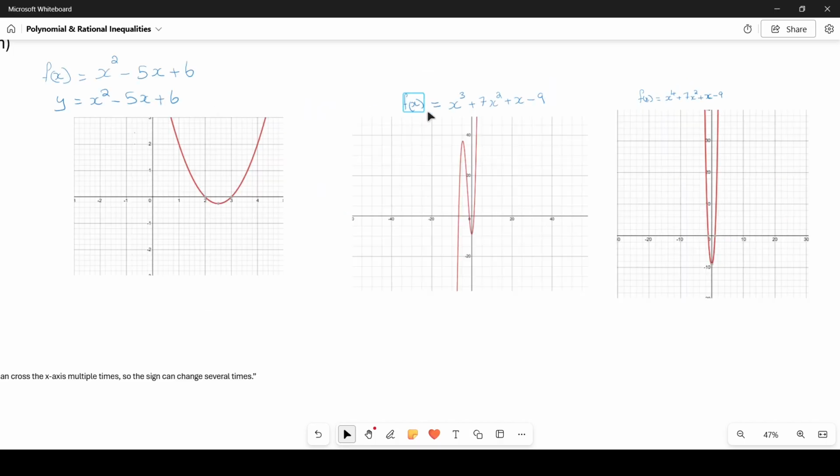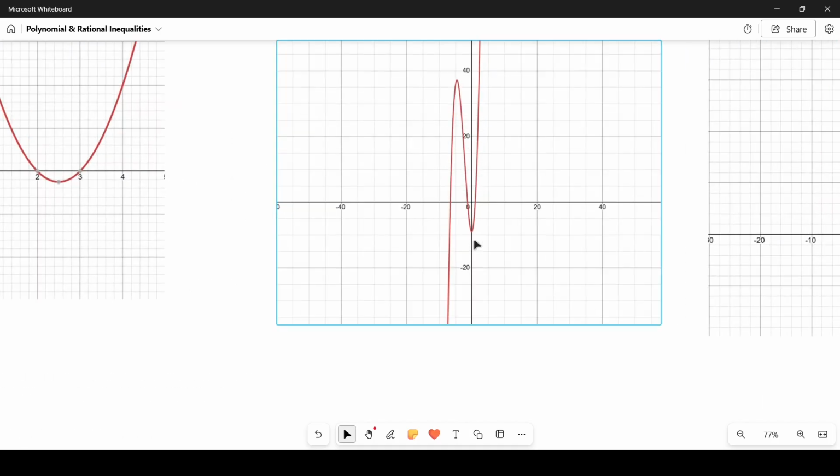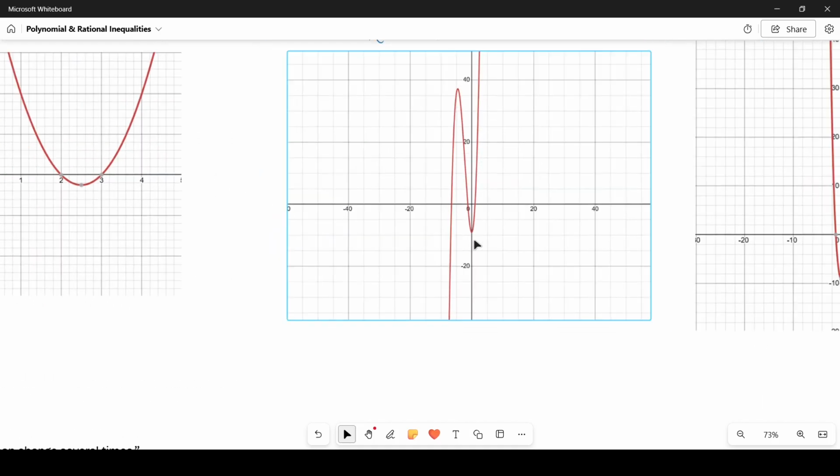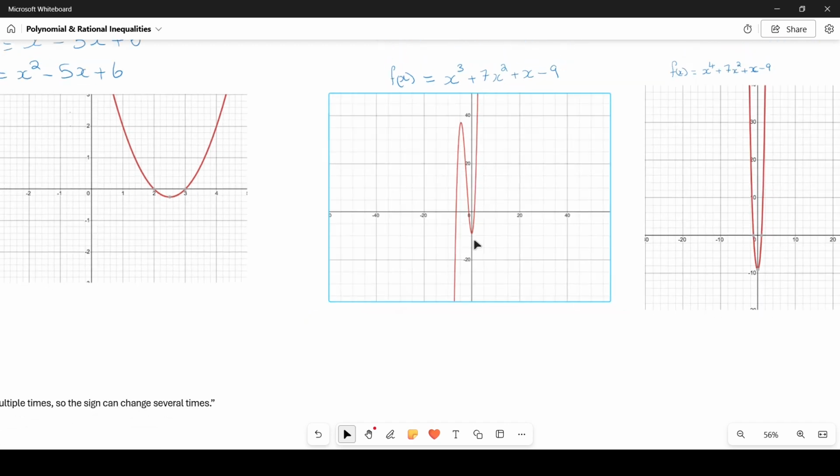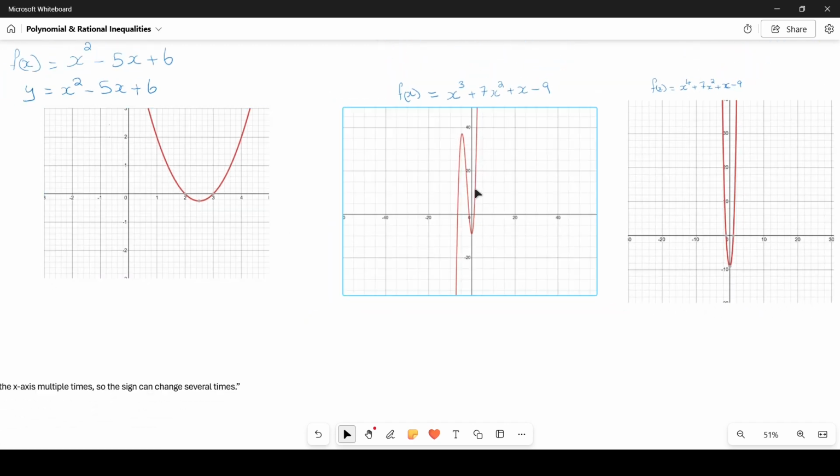F of x is equal to x cube plus 7x square plus x minus 9. Here it's a third degree polynomial, so the highest power of x is 3. See how many times this graph crosses the x-axis. The quadratic is a parabolic shape, but the third degree polynomial looks like two parabolas joined together in the opposite direction.